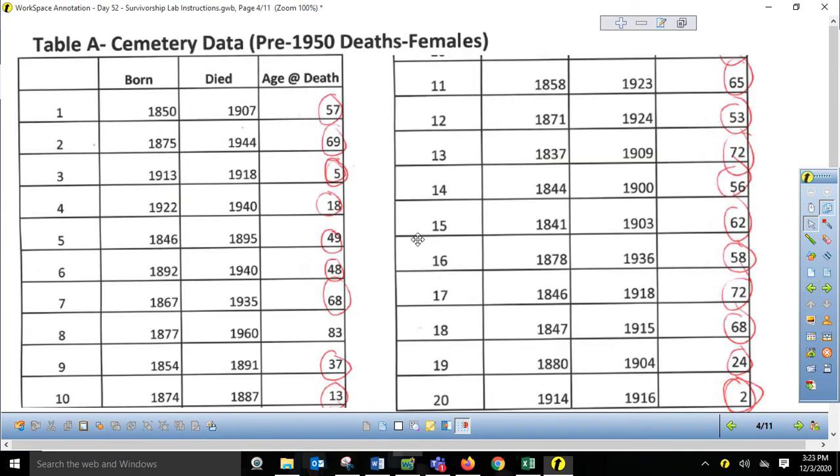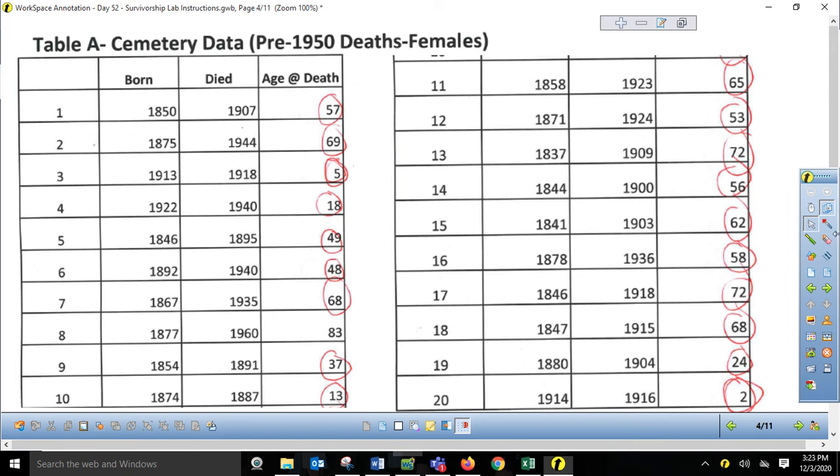So let's look at table A. Now table A is my data that I supplied to you. So if you did your own research and got the 5 points, then you'll have your own numbers. But my data, I'm looking here, and these are females that died before 1950. So this is group A. And I circled the age of death for a lot of these individuals as I was completing it.